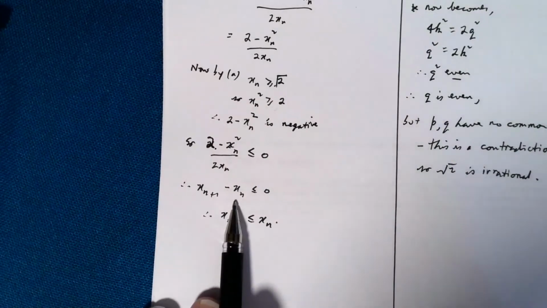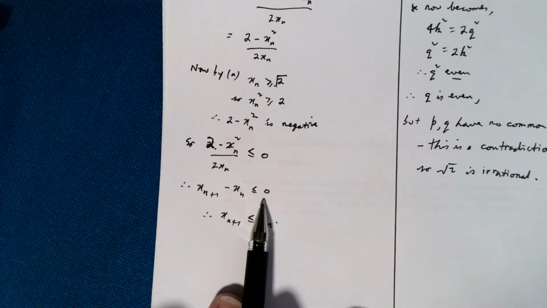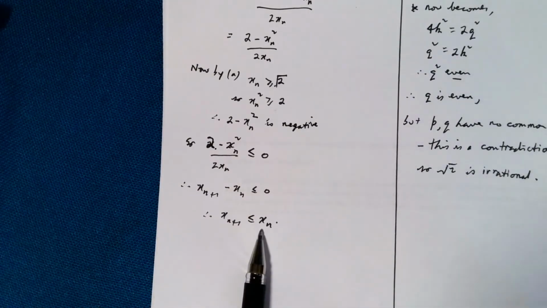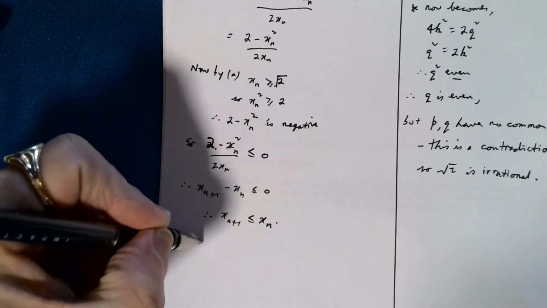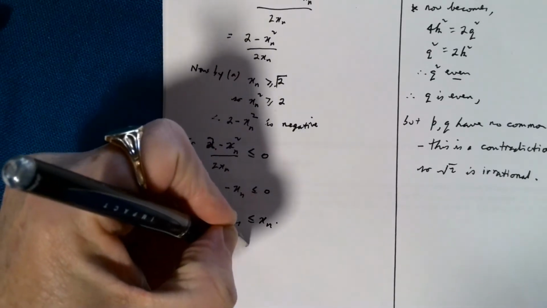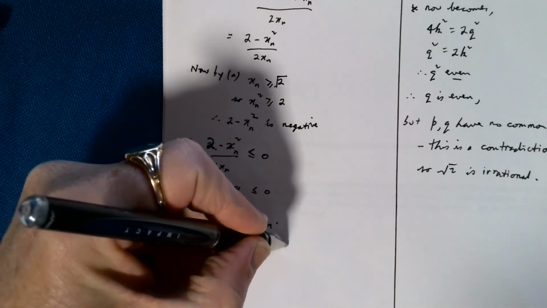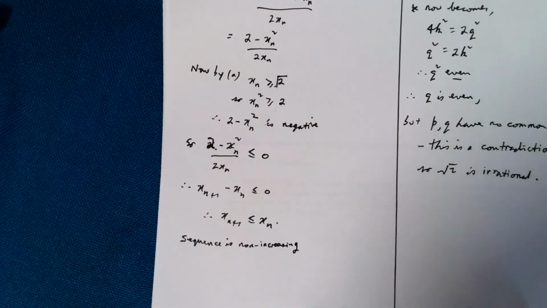And that tells me finally then that xn plus 1 minus xn is negative, or non-positive, it's less or equal to 0. And that says that xn plus 1 is less or equal to xn. So we can say here that the sequence is, well, I'd probably technically say non-increasing. It is in fact strictly decreasing, but I've only shown at this point that it's non-increasing.